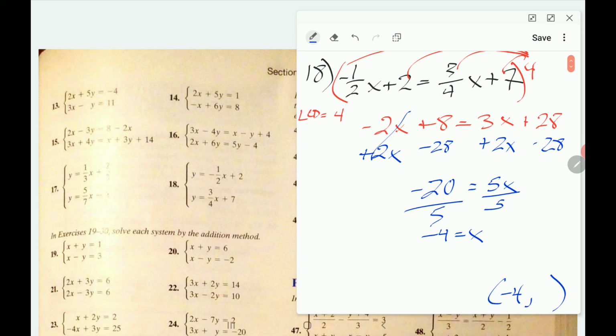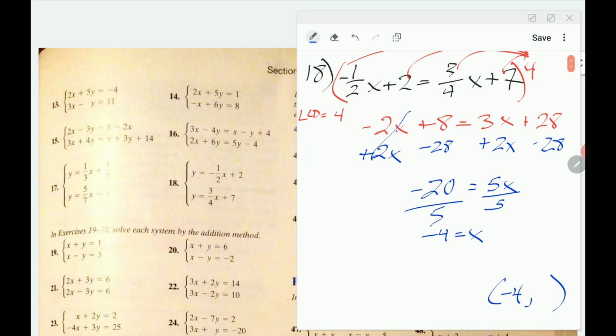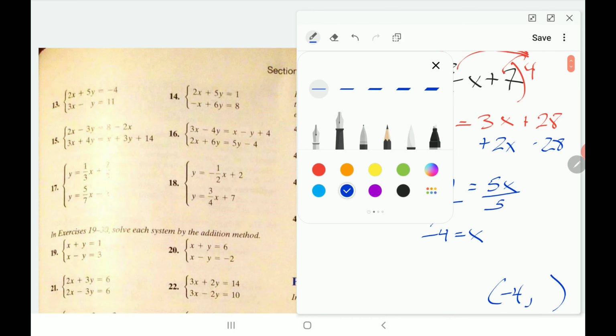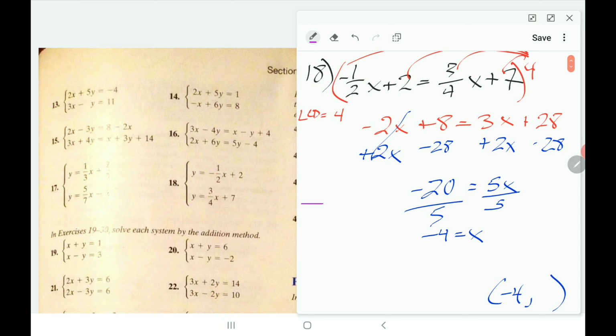So I'm going to plug that into the top equation over here. Let's do purple. Purple's nice. All right, so we have y is equal to -1/2 times -4 plus 2. Now negative times negative is positive, so y equals 2 plus 2. Y equals 4. So there's my answer.